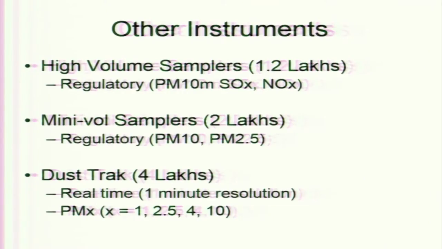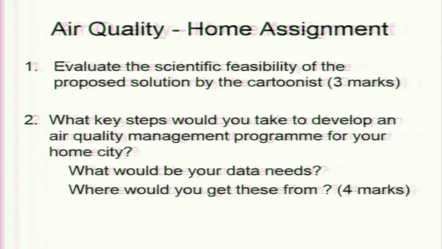There are other instruments. High volume samplers is something which everybody's very familiar with. Doesn't cost too much, about 1.5 lakhs now. Mini volume sampler, PM10, PM2.5. This one is based on inertia, but in a cyclone. This one is based on impaction, which we just did, impactors. And then this last one over here is based on optical properties. This is an optical particle counter. This one is impaction, this one is cyclone.